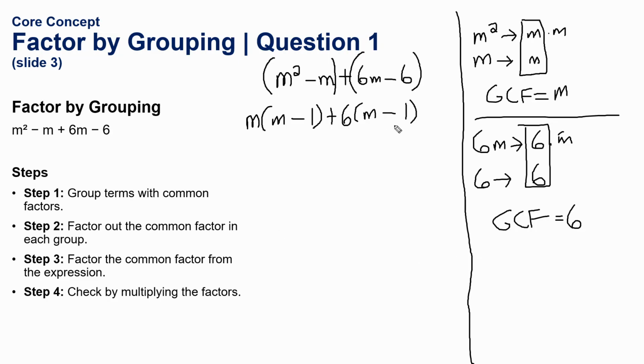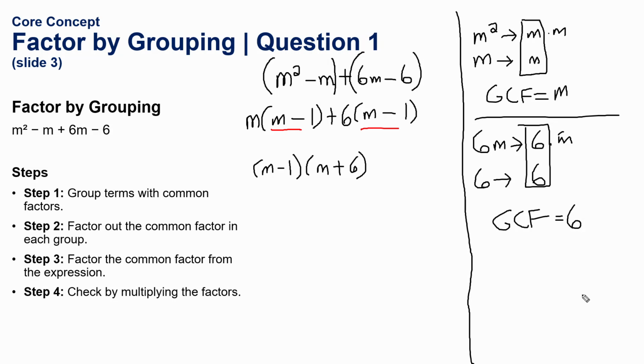Now we're going to factor that common factor from that expression, which in this case is going to be the m minus 1. So that becomes the first parentheses. And the second parentheses is going to be the m and the 6. So I would write that as simply m plus 6 here. And we are finished. Now, if you wanted to check by multiplying the factors, you could.